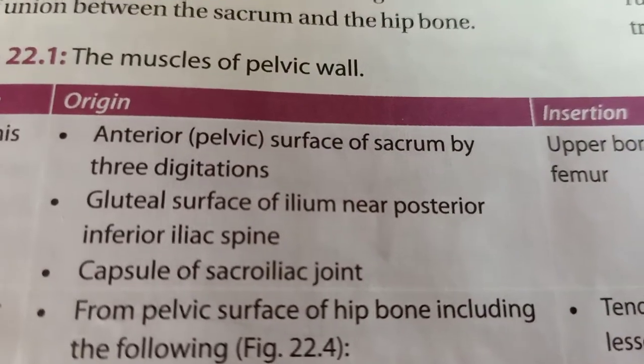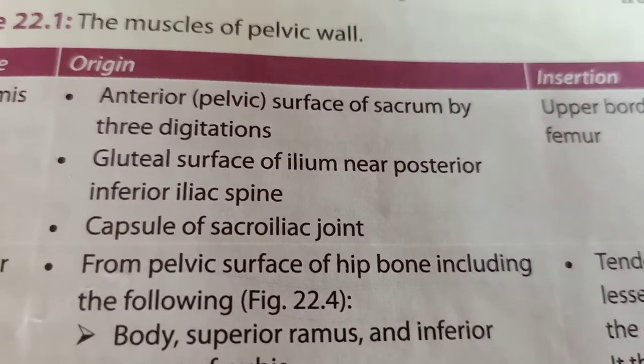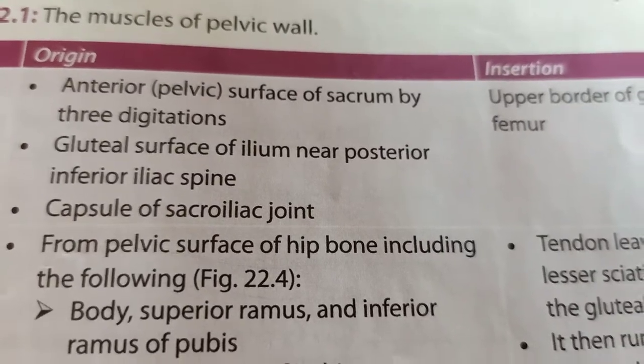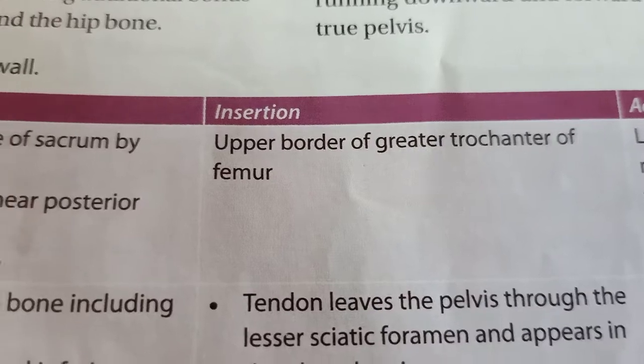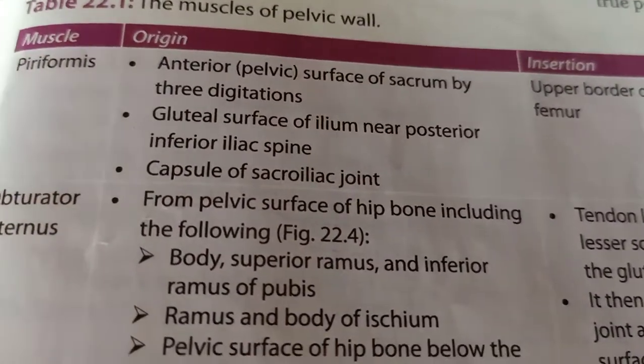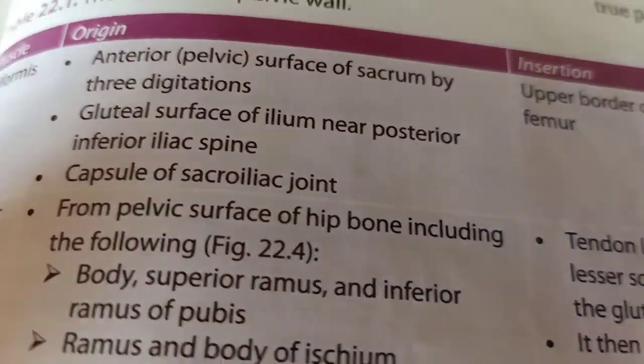3 digitations, that is S2, S3 and S4, pass to the ileum, posterior, inferior. Then the capsule of the SI joint is getting inserted to the upper trochanter of the femur. Okay, this I have already taught in my previous video.